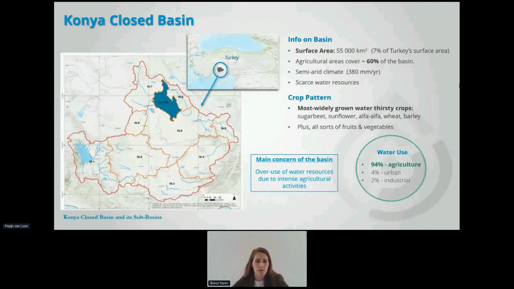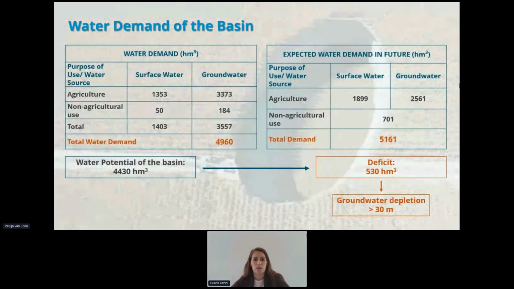When you look at the crop pattern, the most widely grown crops are water-thirsty ones, such as sugar beets and sunflower, with all sorts of grains, fruits, and vegetables. So the main concern of the basin is the overuse of water resources due to intense agricultural activities. As you can see on the right-hand side of your screen, around 95% of the water is used for agricultural purposes alone. On the next slide, you can see that the water demand of the basin is quite a bit higher than the water potential of the basin, and this demand is expected to rise even further in the future with an increment in non-agricultural uses as well.